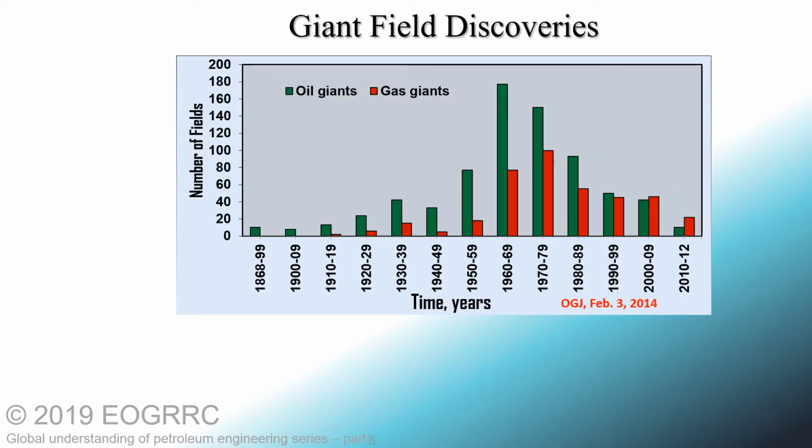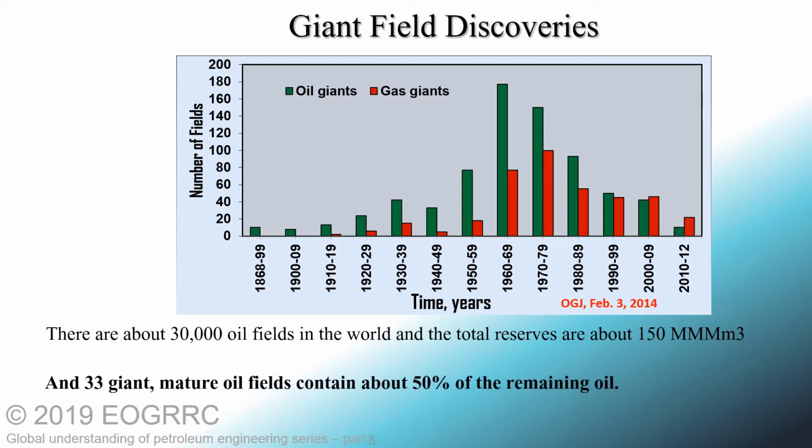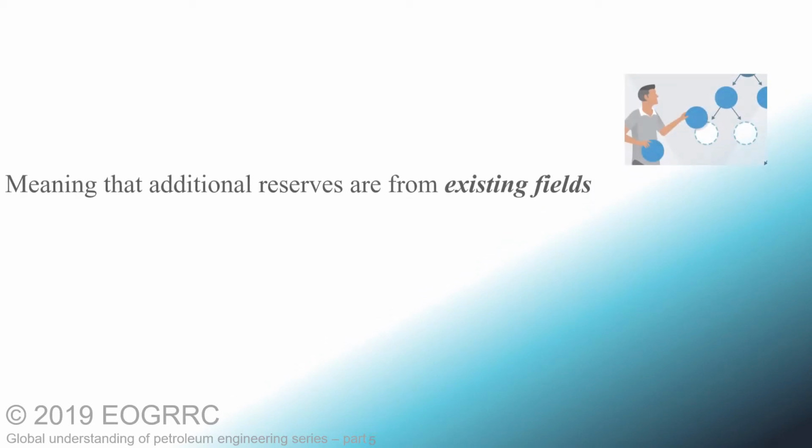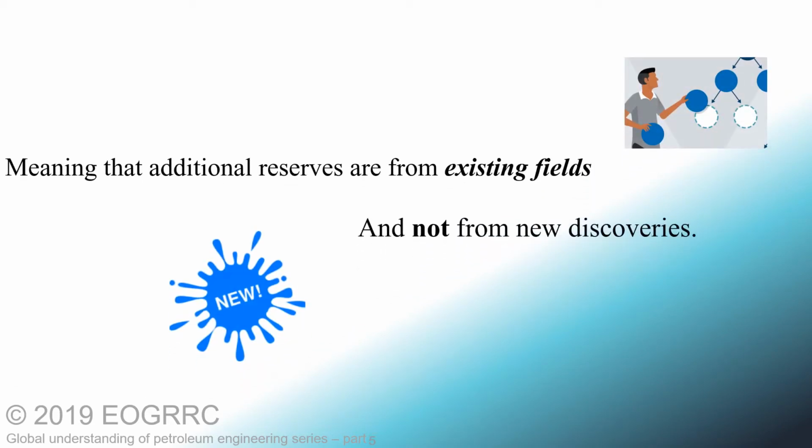This chart shows the number of oil and gas giant fields that were discovered since 1868. There are around 30,000 oil fields in the world, and the total number of reserves amounts to approximately 150 billion cubic meters. 33 of the remaining giant mature oil fields contain about 50% of the remaining oil. This means that additional reserves are from existing fields and not from new discoveries.